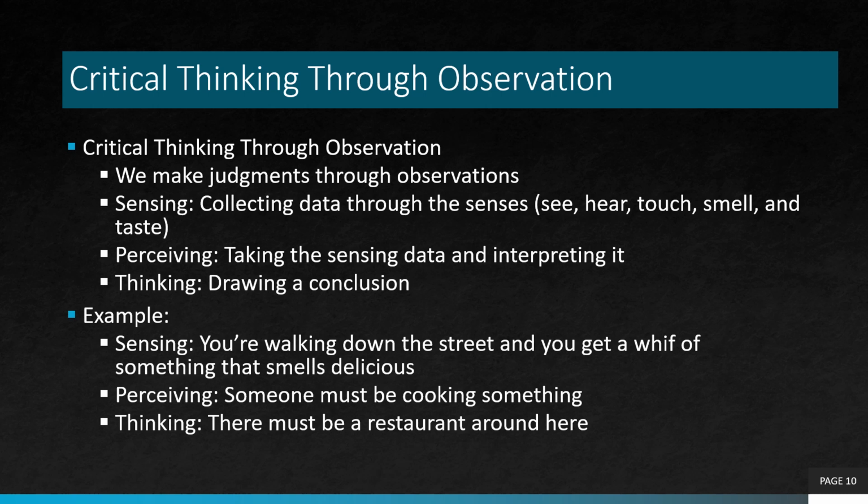So as an example, you're walking down the street and you get a whiff of something that smells delicious. So we're using our sense of smell. And the brain kicks in and it tells you, well, someone must be cooking something. And you continue your walk, and well, there must be a restaurant around here, right? You're not smelling this from a house. Let's say you're walking down a very busy street with lots of retail stores and such.